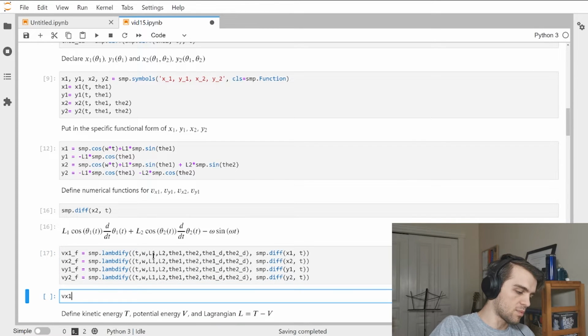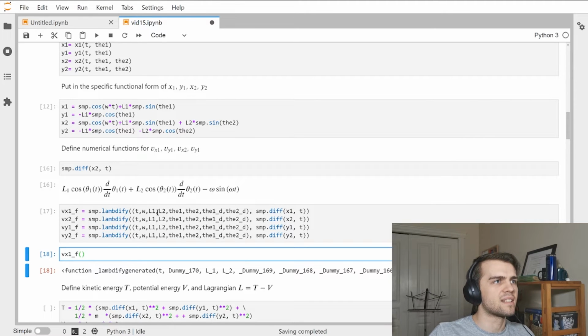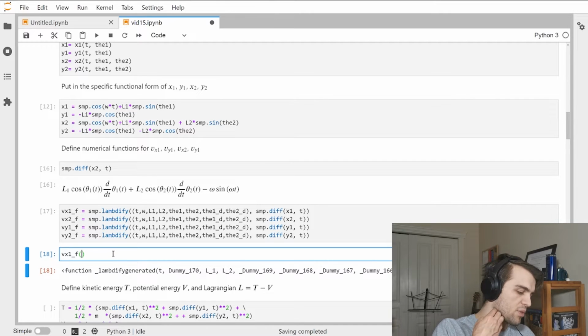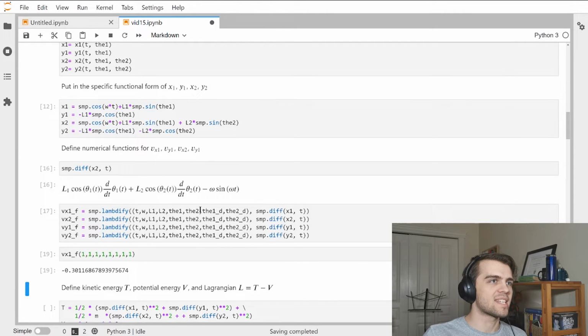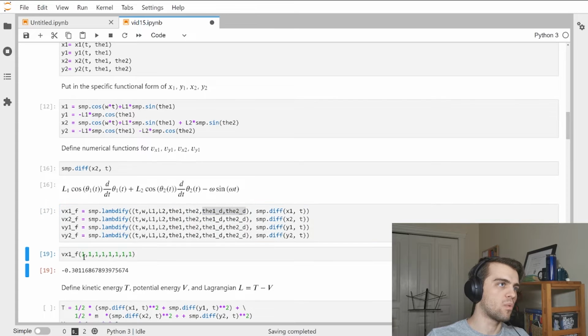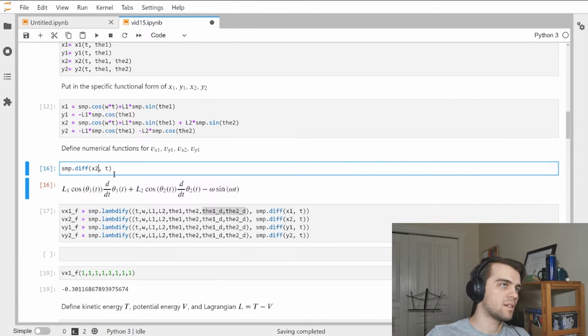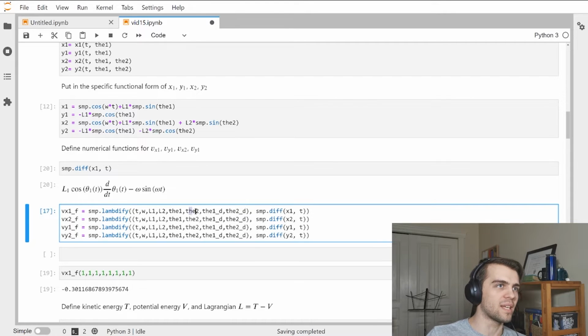So I can look at vx1 underscore f, and it's a function. And if I give it a bunch of numbers, right, it takes in 1, 2, 3, 4, 5, 6, 7, 8. If I give it 8 things here, it will return a number, right? Some of these aren't used in theta 1, and that's fine. It just won't use those in the expression. For example, vx1, which is here, doesn't have theta 2 involved with it. So even though I give it theta 2, it doesn't matter here.